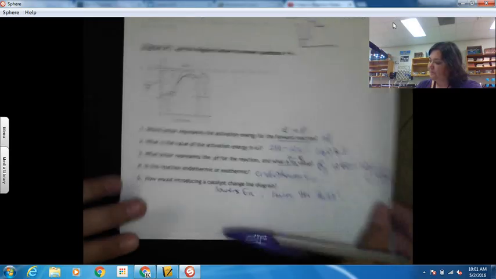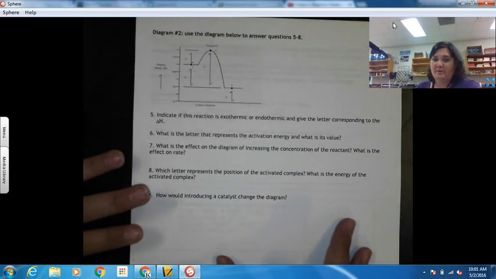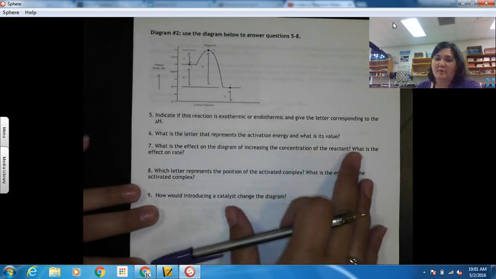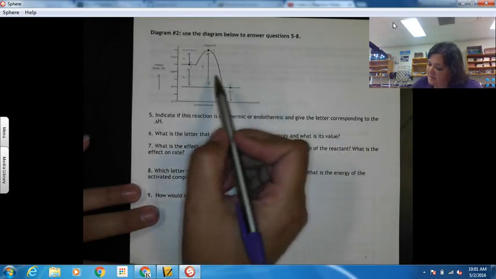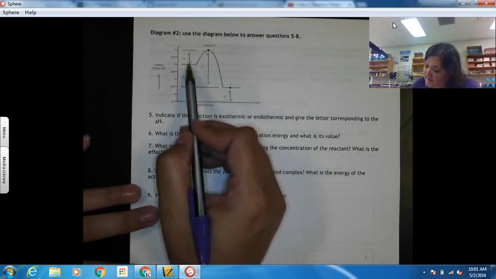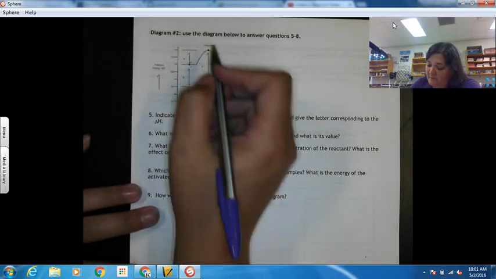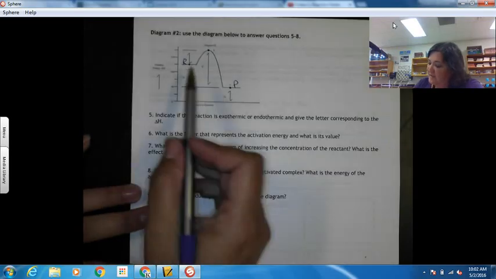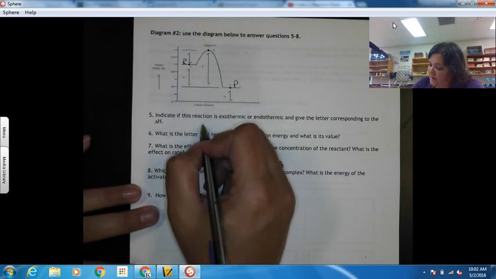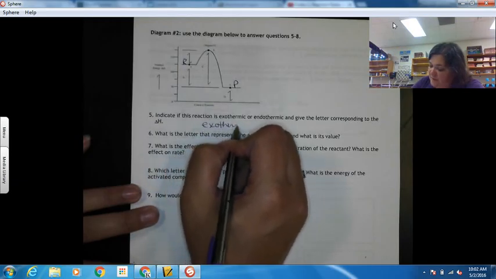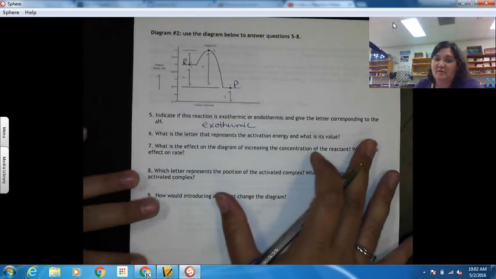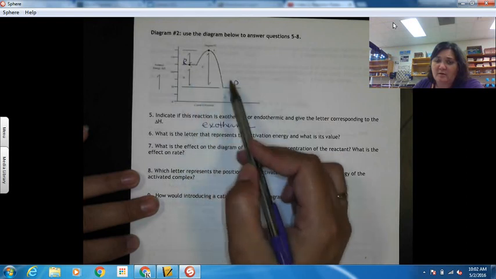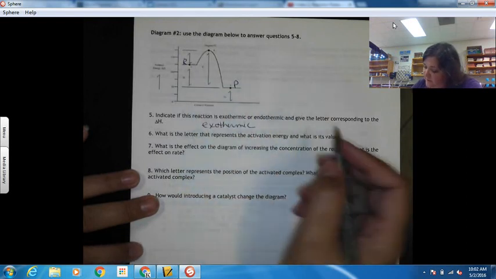Okay. So let's look at another example. Diagram 2 here. Again, indicate whether this reaction is endothermic or exothermic and give the letter corresponding to delta H. So again, delta H is the difference between the reactants and the products. So our reactants this time are up here and our products are down here. Here's our reactants and here's our products. This time our products are lower than our reactants, and so that would make it exothermic. Energy was released, because the products have less energy than the reactants. And the letter that corresponds to delta H is the one that's between R and P, which would be this one here, and that would be the letter B.